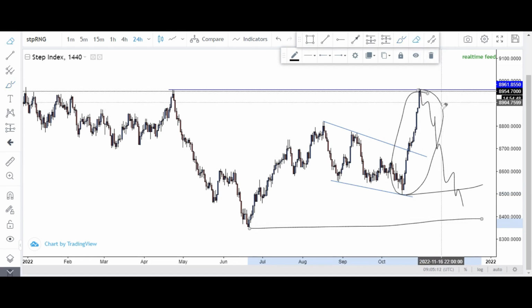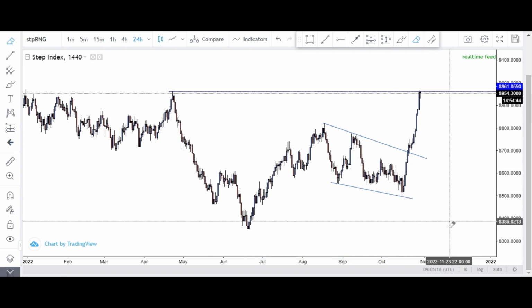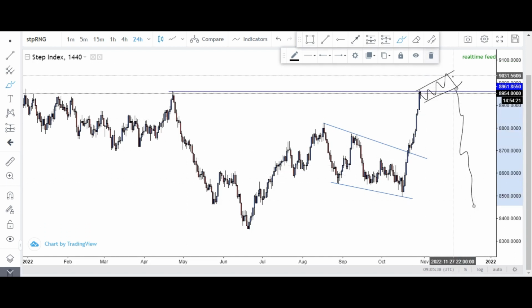Doesn't mean that you just go and enter blindly. You have to wait for your confirmation, go further down on lower time frames: 1 hour, 15 minutes, 5 minutes, and even 1 minute. Get your confirmation right before you move this way. But I'm anticipating that this market should give us this kind of pattern on a lower time frame to catch people, mass psychology, catch people on the wrong side, to think that it's going to continue going up, before I can be interested in selling opportunities.